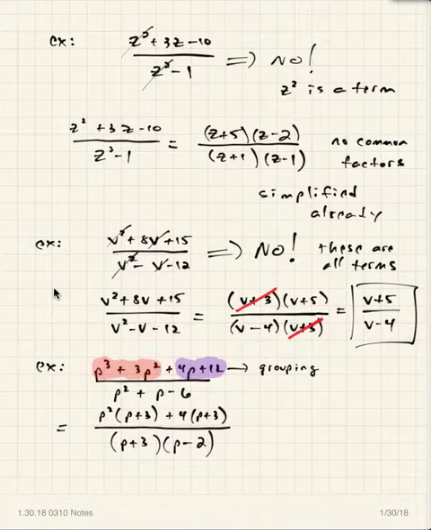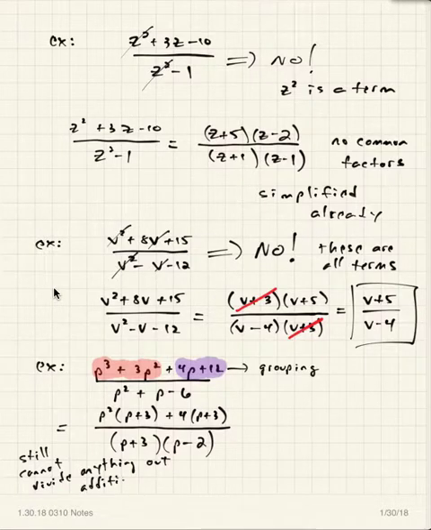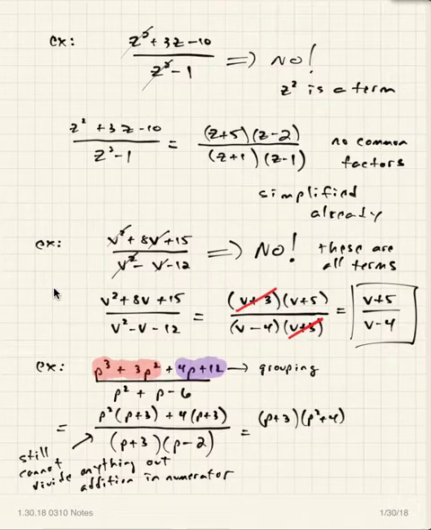All right, and now please do not. Still, can I do any canceling here at this point, or any dividing out of factors? No, because I still have addition in the numerator, right? So still cannot divide anything out here. There's addition in the numerator. As long as I've got that addition in the numerator, I'm still not in a position where I can divide anything out. But I now know how to write the numerator as multiplication because I can take out the common factor of p plus 3, and you're left with p squared plus 4, like that.